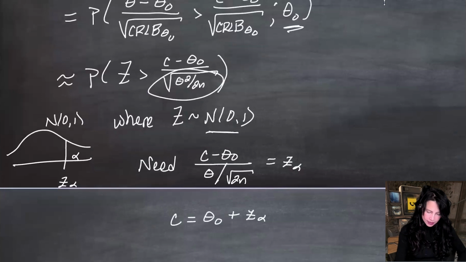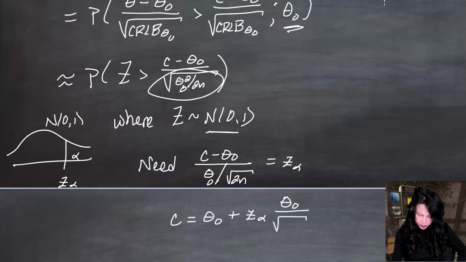Yikes. This should have been a theta naught squared, and this should be a theta naught. Let me fix that. Okay, so times theta naught over the square root of 2n.